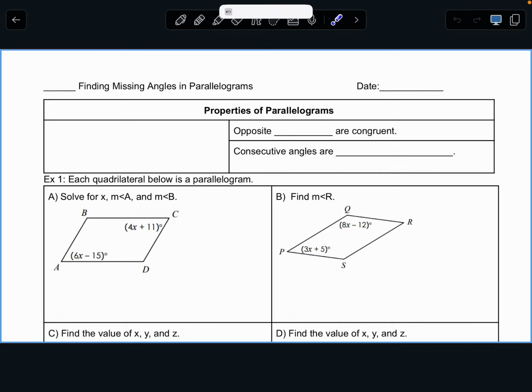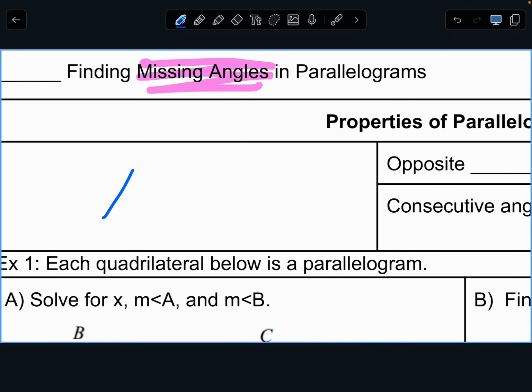So this is missing angles. So far we've done everything when it was just basic, what's the value? And this time it is in relationship with algebra. Because we're talking mostly about angles today, the picture that I'm going to draw is just for angles. So we have our parallelogram.